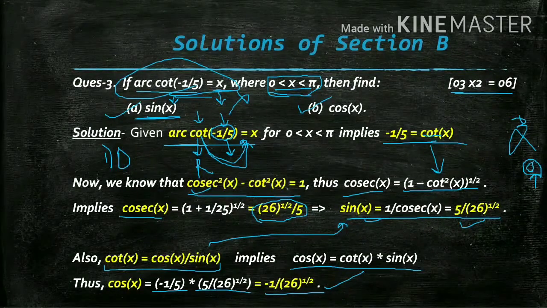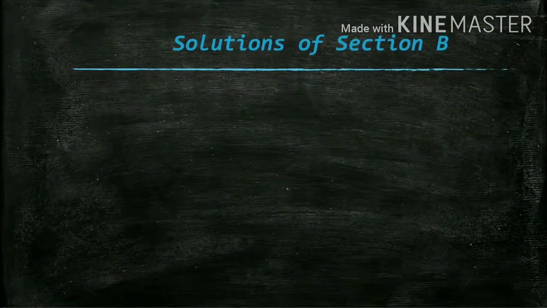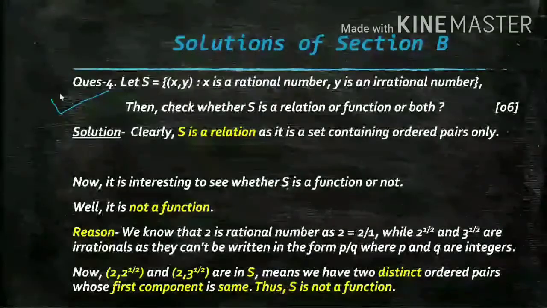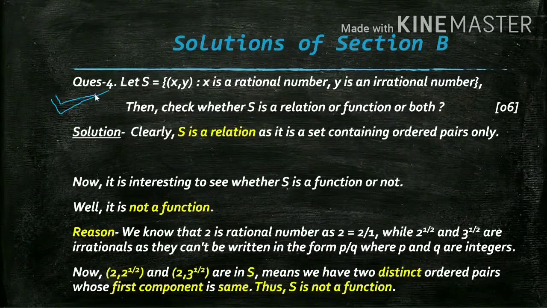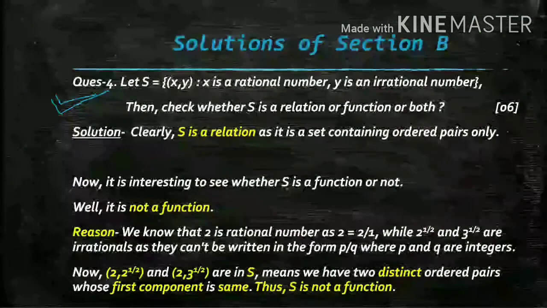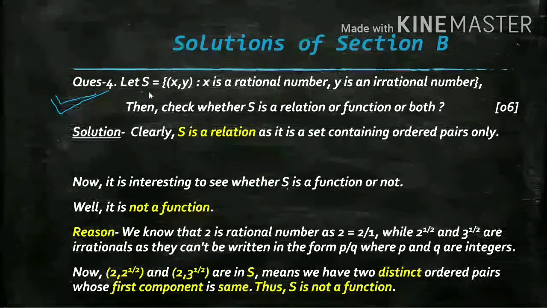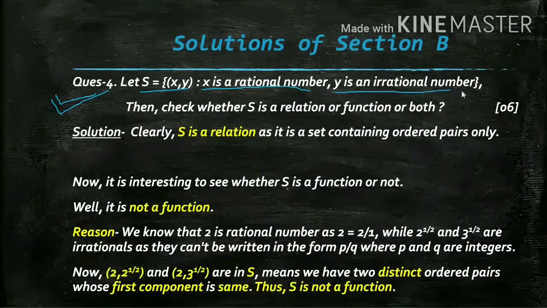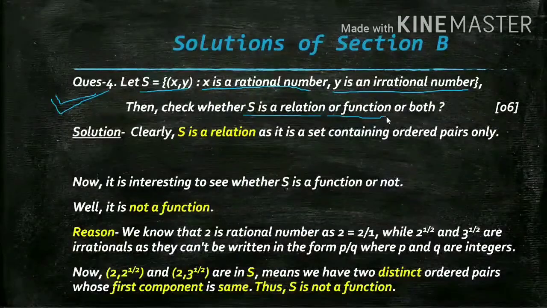Let's now move to the fourth question. It was a question from the chapter Relations and Functions, and the topic up till now I have covered in the first lecture, not anything else. The set was x comma y pair, where x is a rational number and y is an irrational number. Then you need to find whether it is a relation or a function or both.